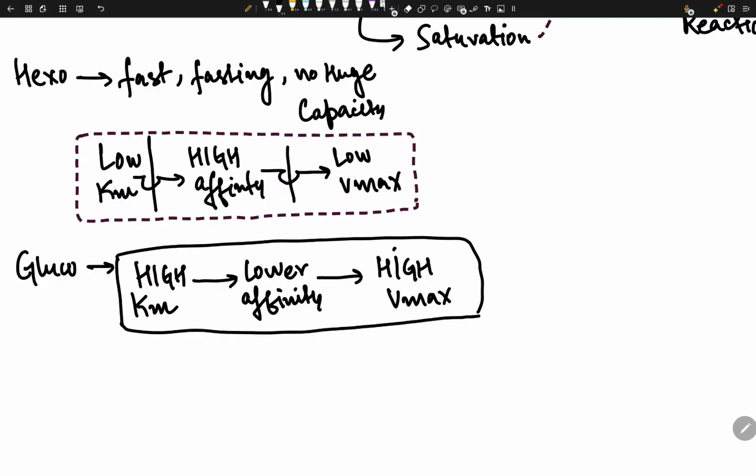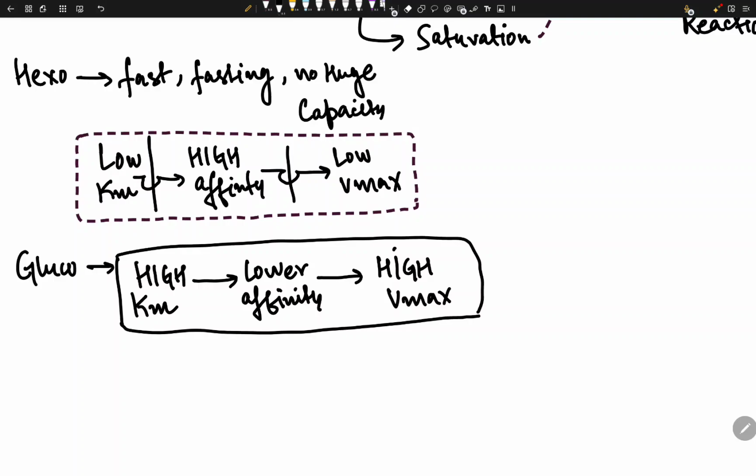Now imagine if glucokinase had a low Vmax, right? It cannot handle large amounts. Now imagine you had a big meal. Blood sugar is rising. Now the liver just will not process the glucose quickly. You will have hyperglycemia for a prolonged time, and you will have problems because of that hyperglycemia, right?